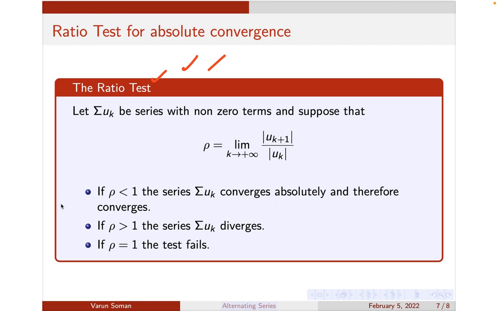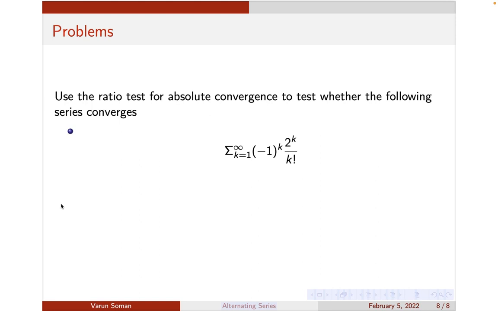Now let's do one problem here. Let us try to do some problems. So look at this series. I need to test whether this series is absolutely convergent. So what I will do is take the positive term series, which is nothing but 2 raised to k by k factorial. So this is a positive term series.